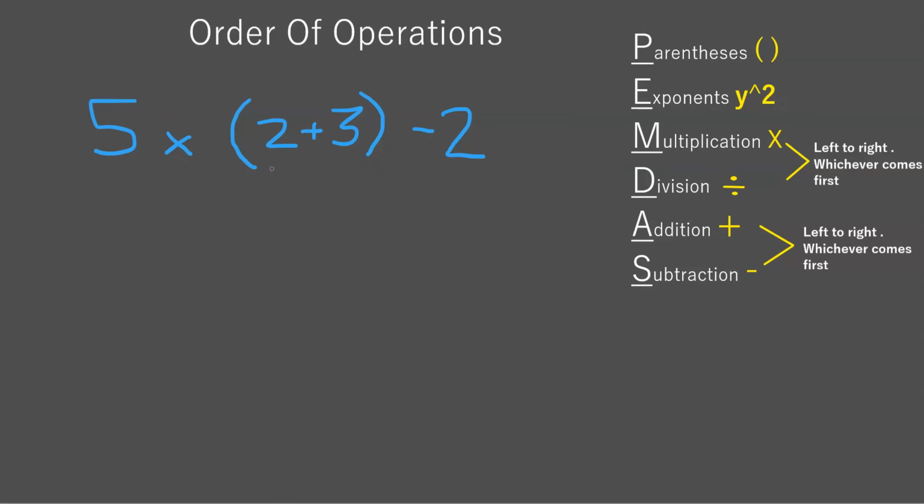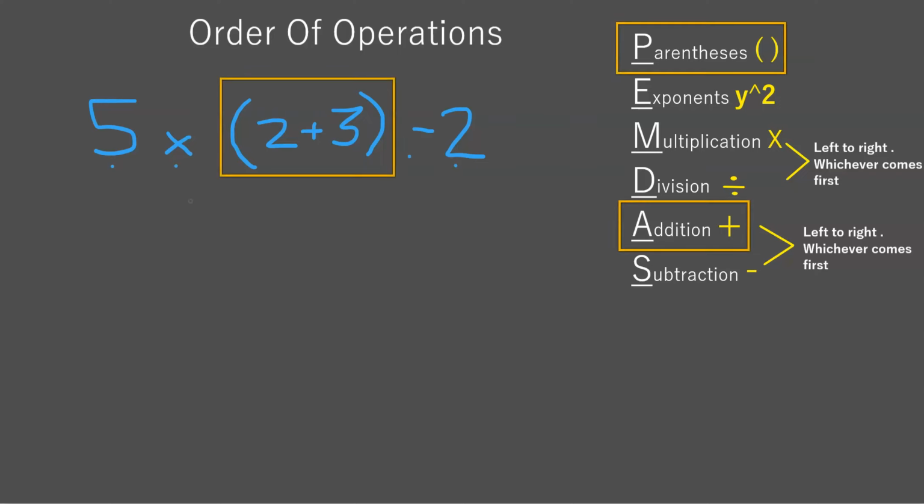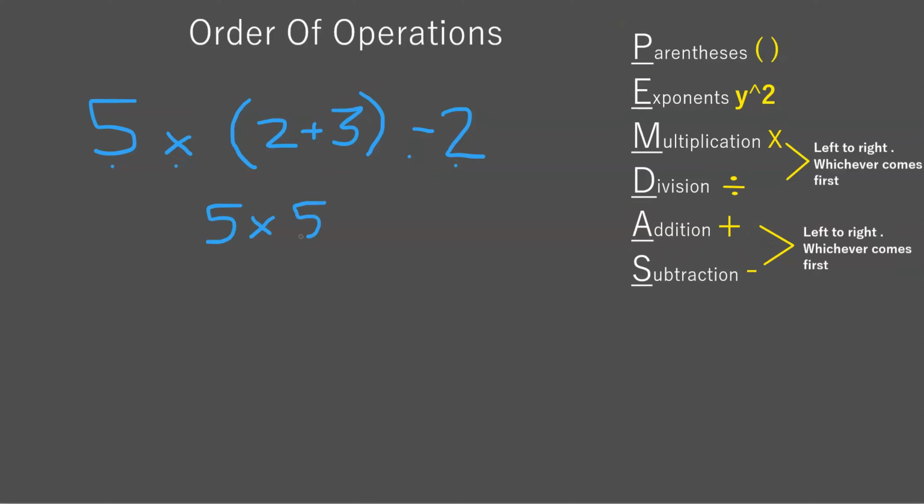So in this problem, we have 5 times the sum of 2 plus 3, minus 2. The first operation that we do is going to be 2 plus 3 because it's inside of the parentheses. So 2 plus 3 is 5. And I rewrite all of the rest of the problem. I only do one operation at a time. I want to go step by step.